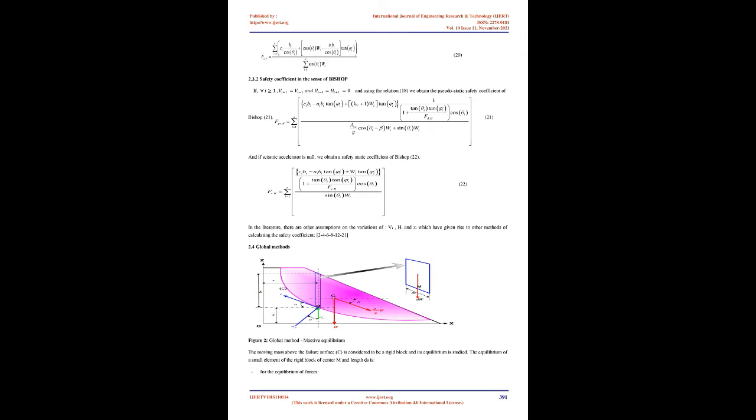Slice methods. Based on these assumptions, the solution of the mechanical equilibrium equations can be done using global methods or slice methods. The principle of the slice method, figure 1, is that the moving soil mass is broken down into several small elements or slices. The individual equilibrium of each slice is studied. The force tensor on the unstable mass is equal to the sum of the forces applied to each slice.